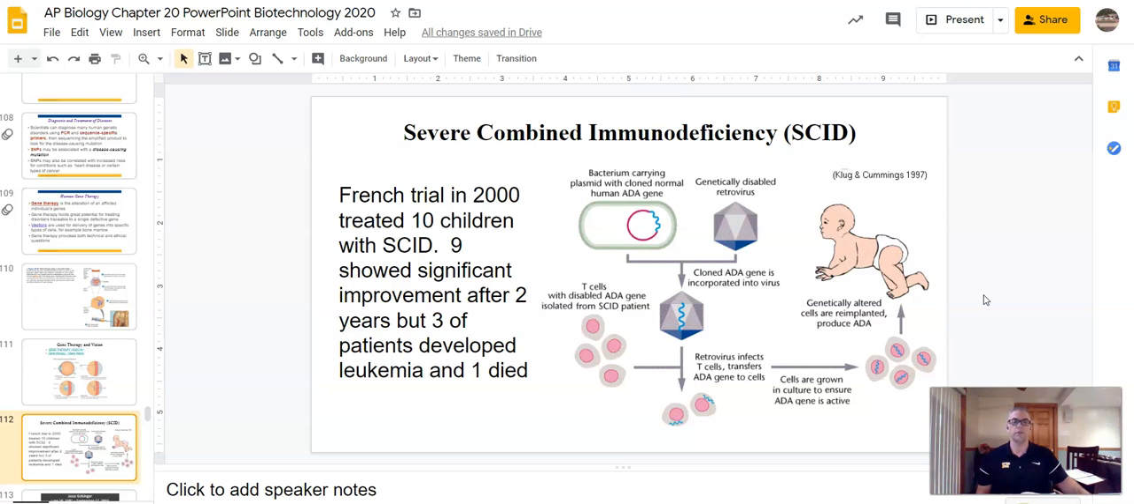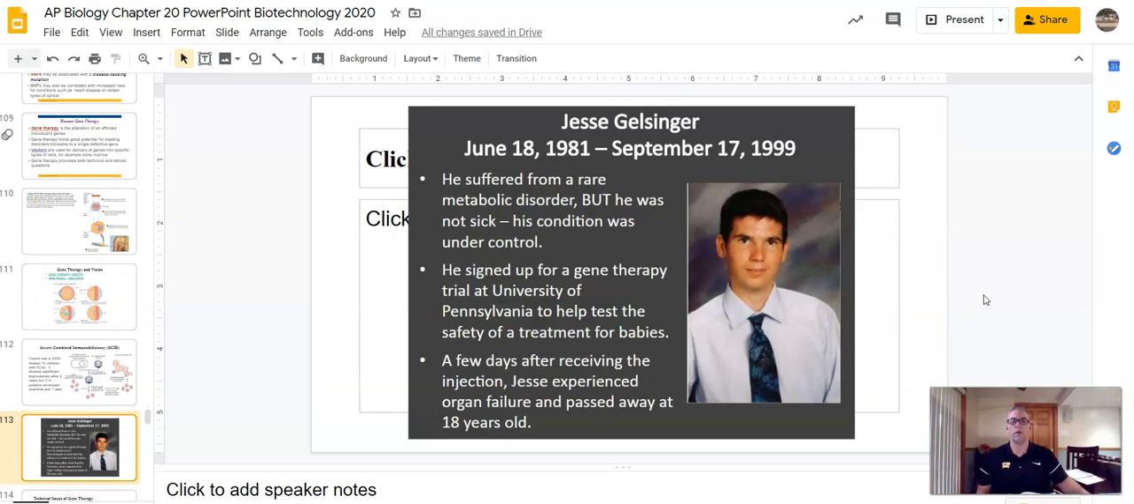So there were definitely some questions about whether or not that incorporated gene had in some way altered the proliferation of those cells.